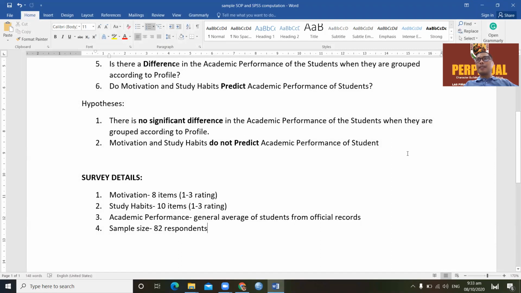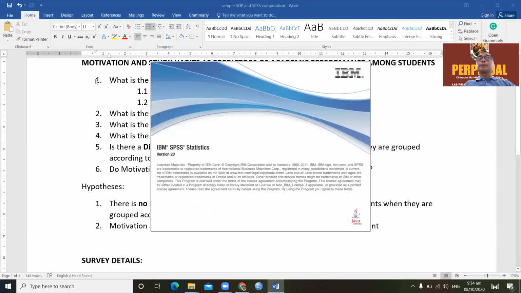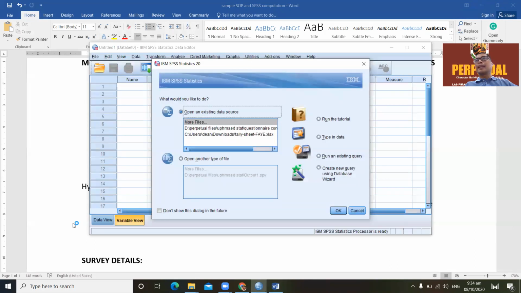If it has already been installed, what you need to do is click the icon for the SPSS software. It would open up, and then you try to navigate and answer the questions that you have from statement of the problem number 1 until statement of the problem number 6, particularly focusing on answering the hypothesis. Now, you would have this kind of window when you try to open the SPSS.